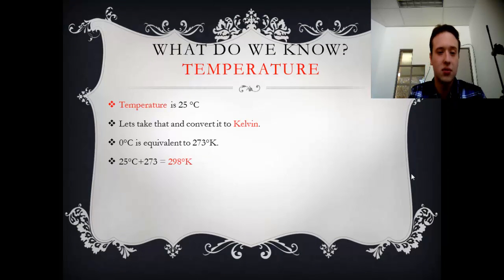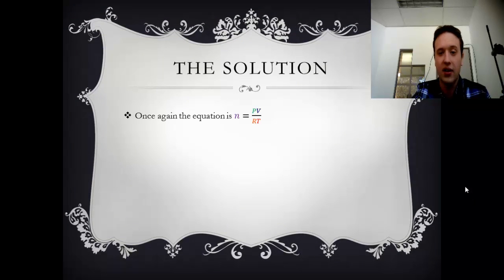Temperature. Temperature is 25 degrees Celsius. As we saw in our R constant, it's in terms of Kelvin. Well, 0 degrees Celsius is equivalent to 273 degrees Kelvin. It's really simple to just convert. All you have to do is take 273 and add it to the initial 25, and you get 298 degrees Kelvin. Alright, let's go solve it all.